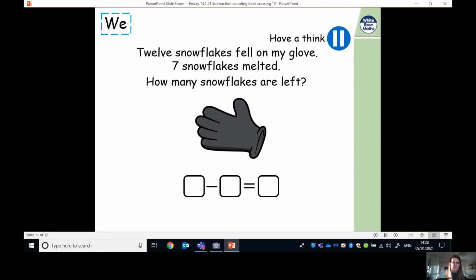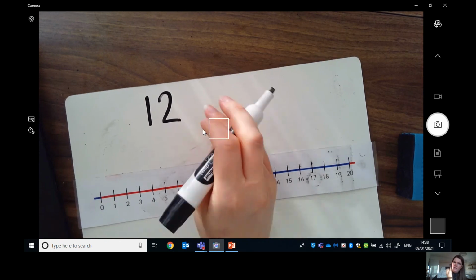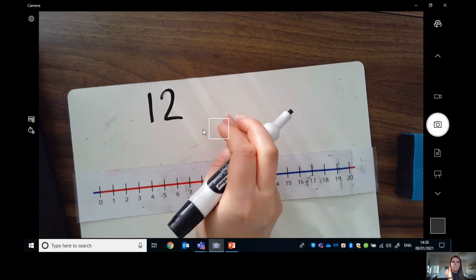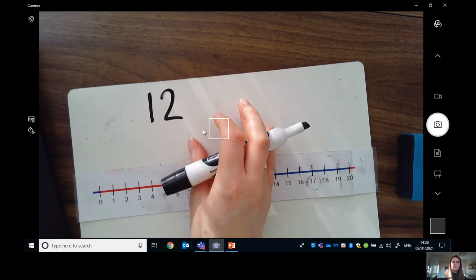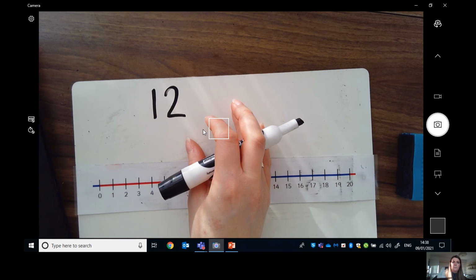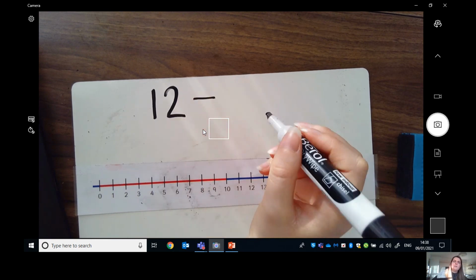Now, the first thing we need to do is figure out our equation. So what do we think the first number in our equation is? 12. Absolutely right. So I'm going to write my number 12. 12 snowflakes fell on my glove. 7 melted away. Does that mean our sum is addition or subtraction? Fantastic. So it's subtraction because they melted away.